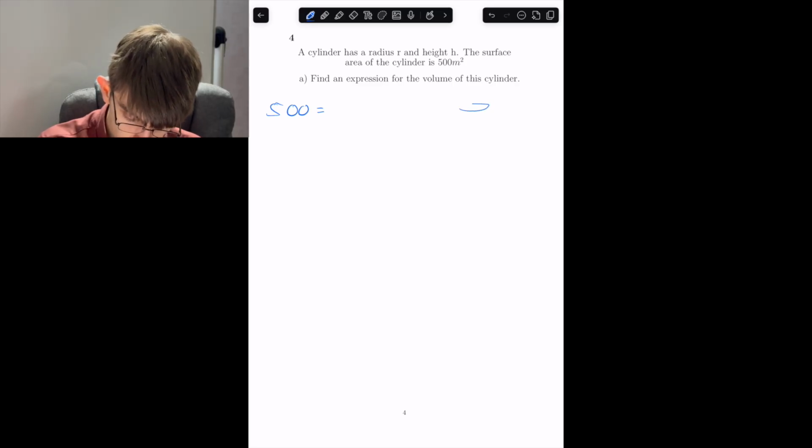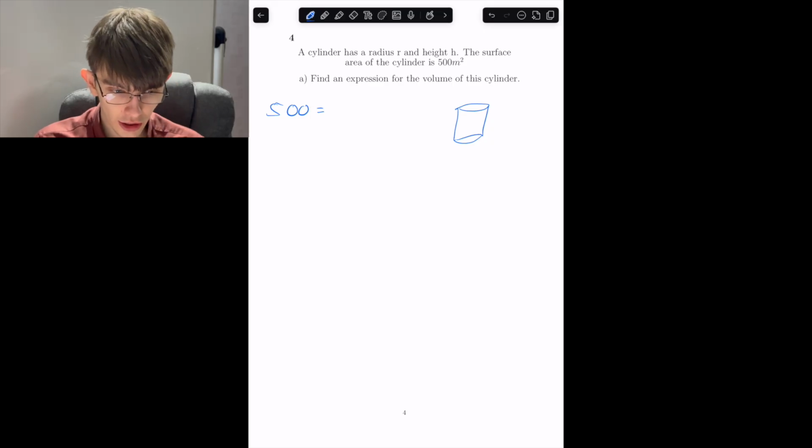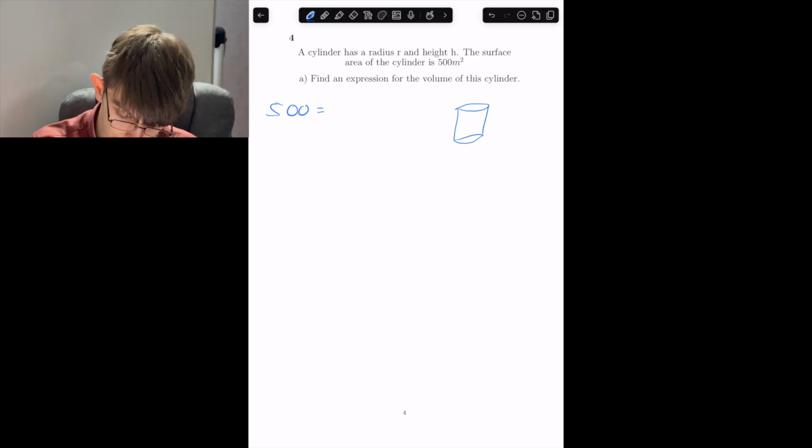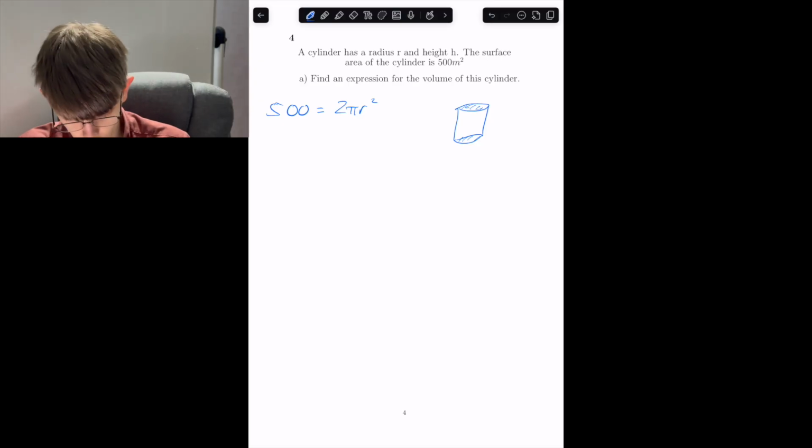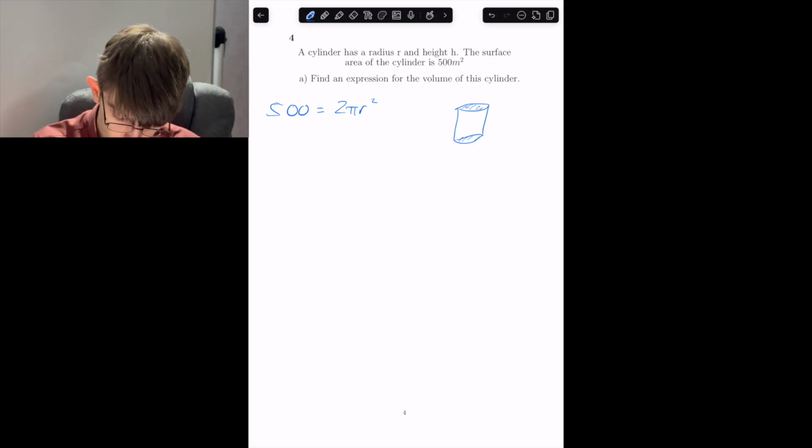Well, just a very quick proof with my amazing drawing skills. Surface area of a cylinder is going to be the area of the top plus the area of the bottom. They're both going to be equal circles that are both going to be pi r squared. So 2 lots of pi r squared. There's my radius.